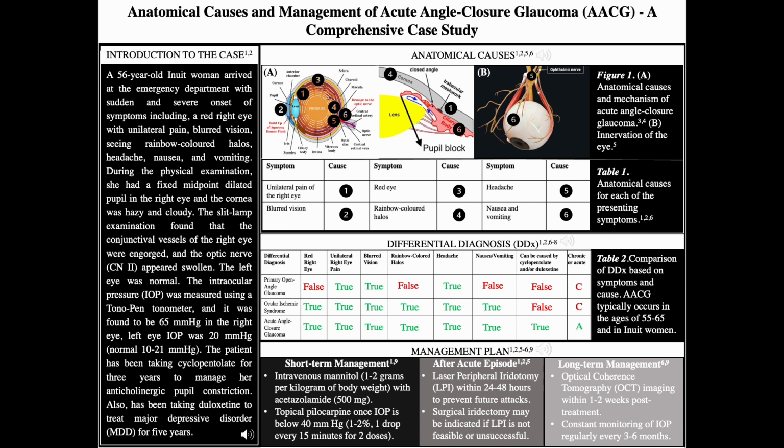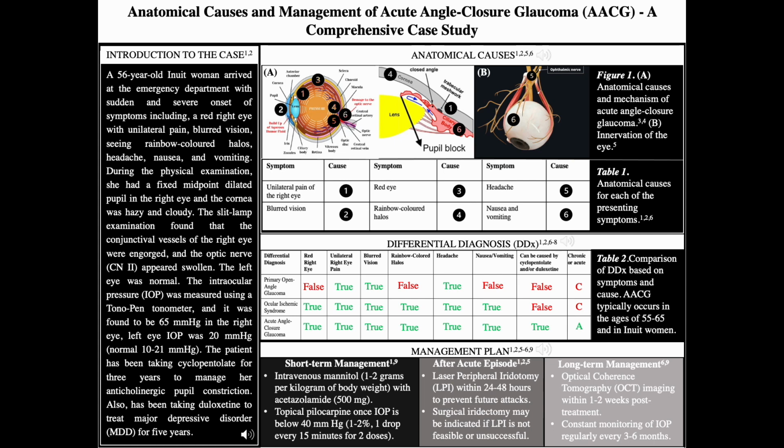Moreover, the medications the patient was taking, which are cyclopentolate and duloxetine, are two of the medications that can lead to acute angle closure glaucoma due to the exacerbation of the pupillary block by dilating the pupil. Additionally, acute angle closure glaucoma typically happens between the ages of 55 and 65. It is 2 to 4 times more likely to happen to females than males, and certain ethnicities such as Inuit individuals are at higher risk of developing the disease due to the anatomy of the eye. Therefore, because of these associations, acute angle closure glaucoma is clearly the most likely diagnosis.